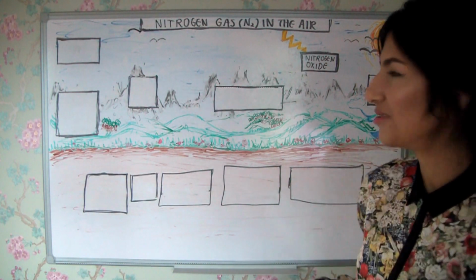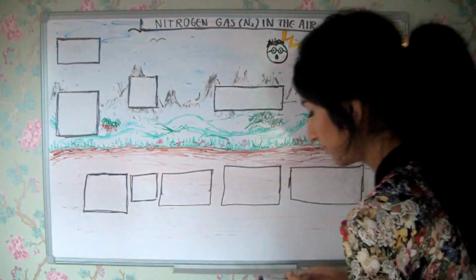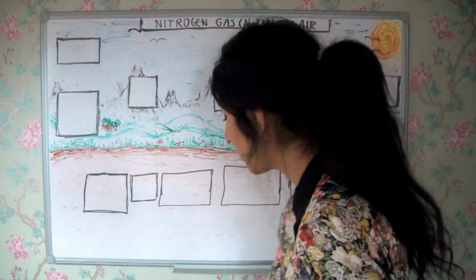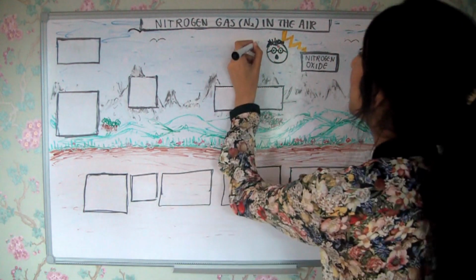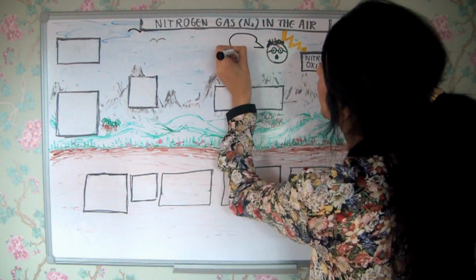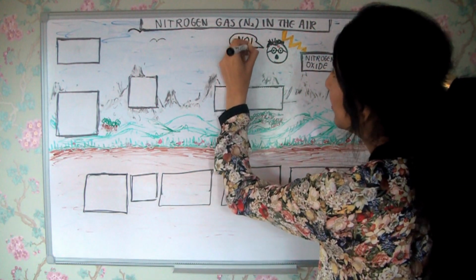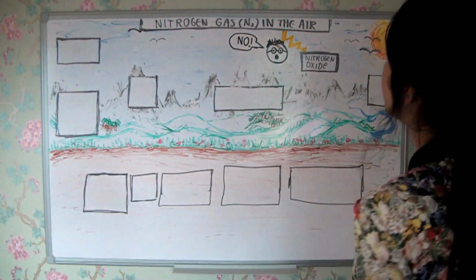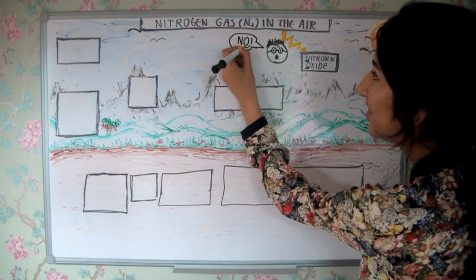But to make it even easier to remember, I'm going to draw Harry Potter. Because whenever I think of lightning, I just think of Harry's scar. And you know how if his scar's hurting, it means Voldemort's near. So it's like, no, Voldemort's near. And nitrogen oxide, NO, no.